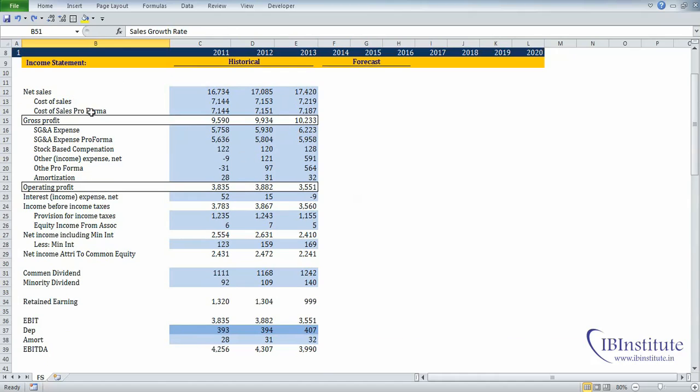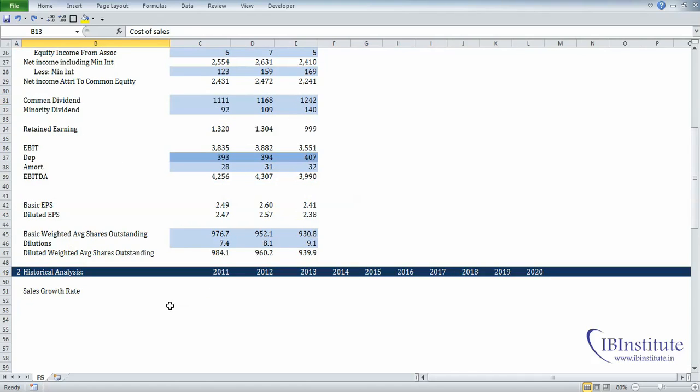Next item is cost of sales. Cost of sales we will be projecting as a percentage of sales. So we have to calculate cost of sales as a percentage of sales. Then next item is SG&A. SG&A we are projecting as a percentage of sales. So we have to first calculate SG&A as a percentage of sales in history.